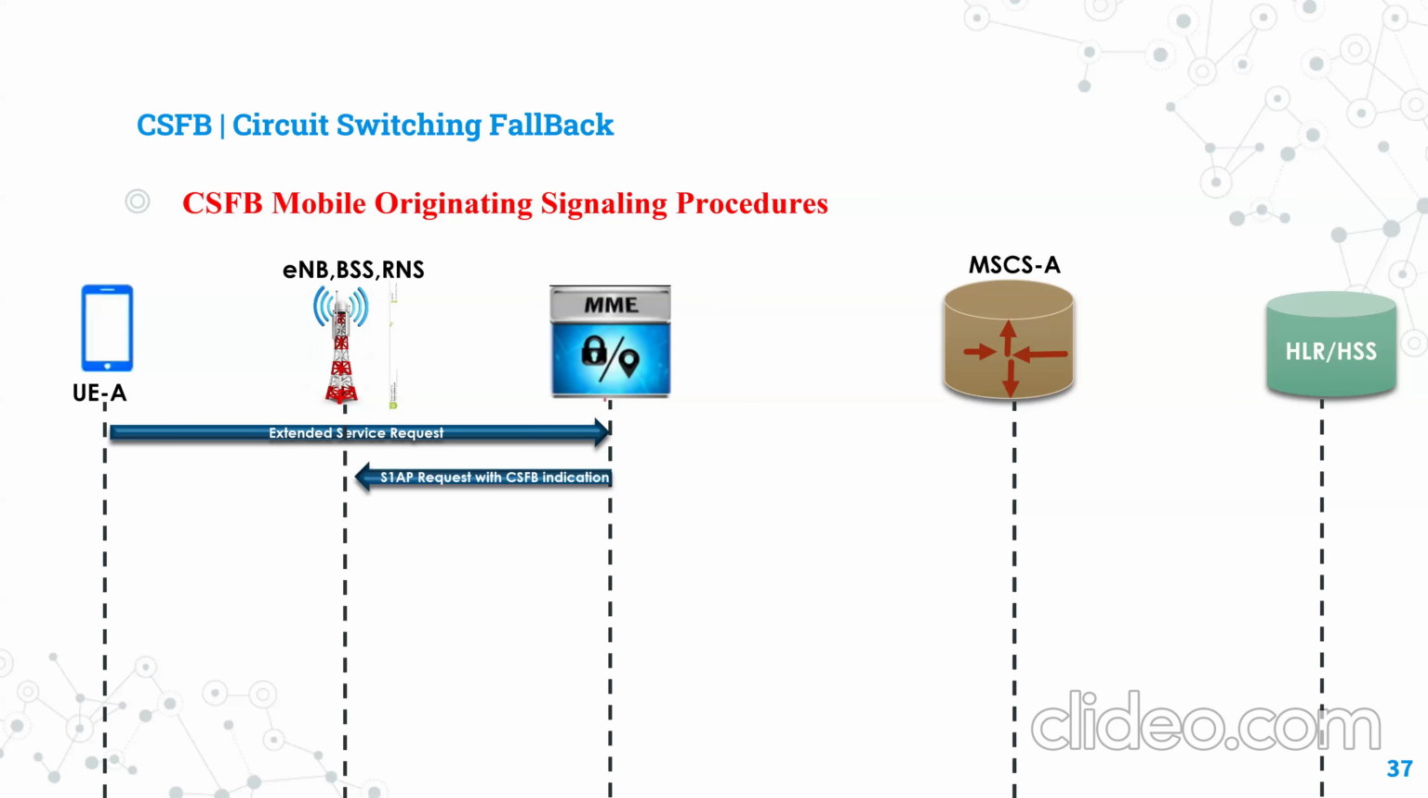And as we said, no calls are done on 4G. So we need to do circuit switching fallback to 3G. Also in this request is a service type, which is normal CS call.